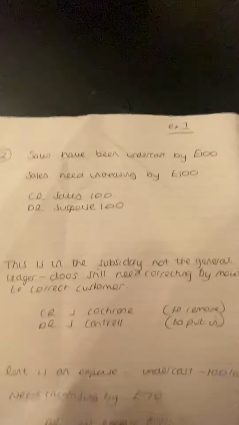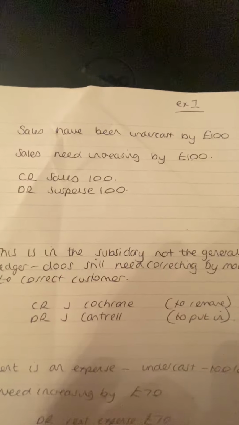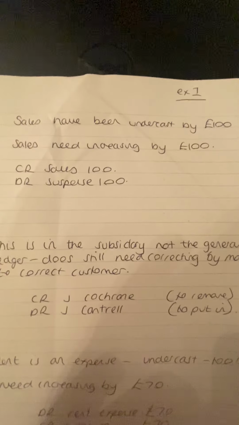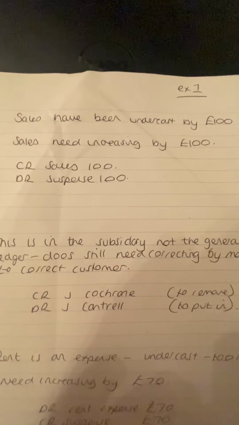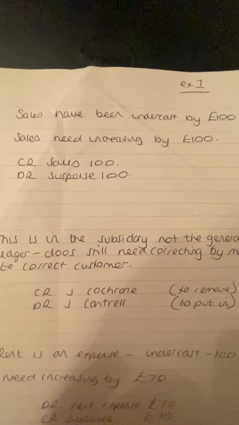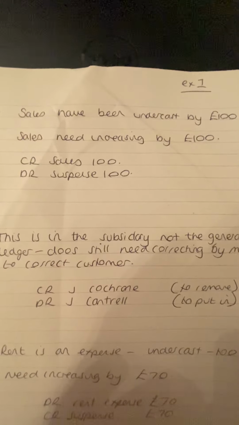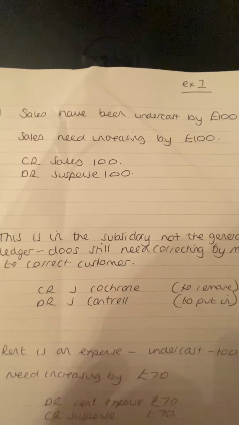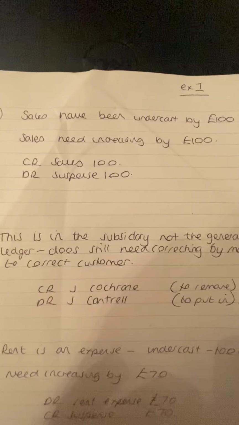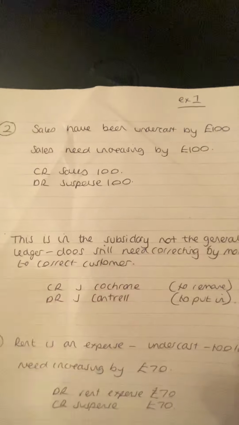So, number 2 said that the sales have been undercast by £100. That means the balance on sales is £100 less than what it should be. So sales need increasing by £100. To do that, sales are a credit, so to make sales bigger, we would credit sales 100. We've not been told that anything else is incorrect, so the other half would be debit suspense 100. Okay, so now you've got a journal which involves the suspense account.